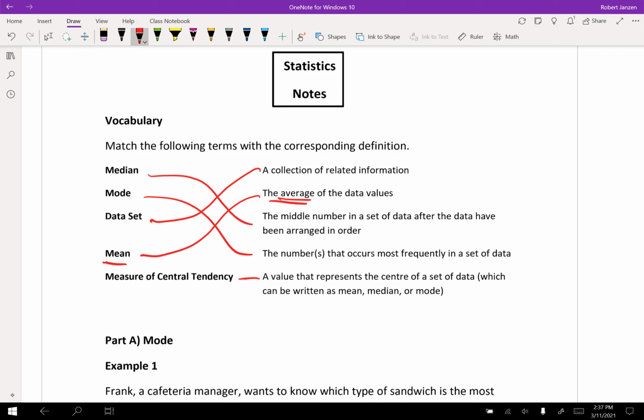As an owner, I would want to know which sandwich sells the most or happens the most. Okay, in this case, that's the mode. So that's where we would use mode.